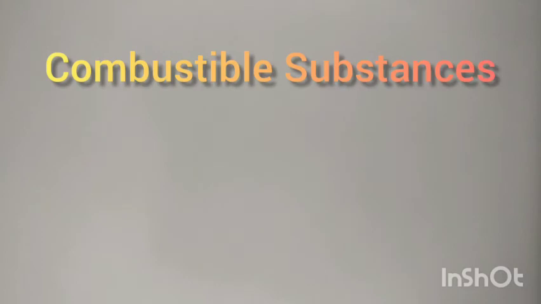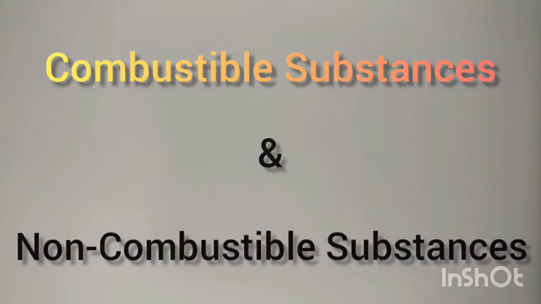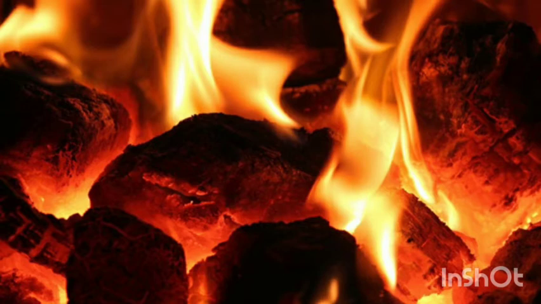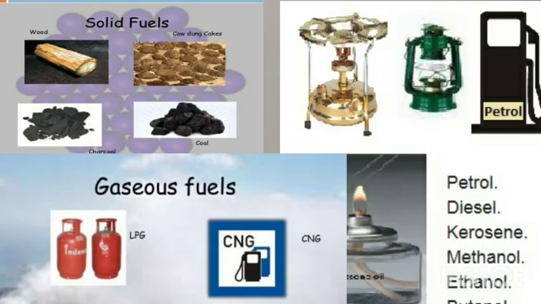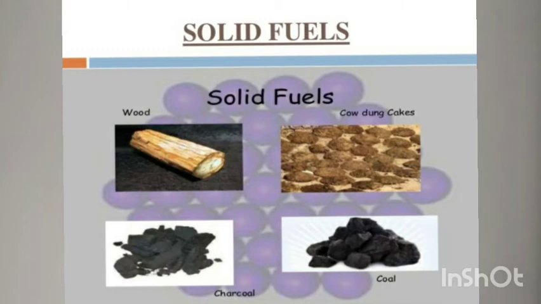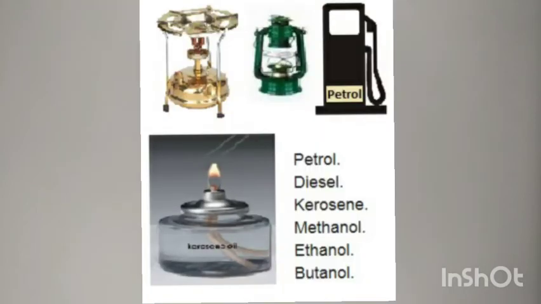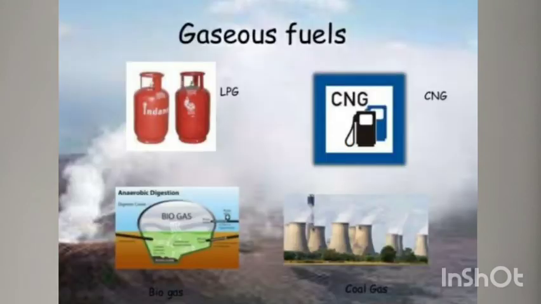Now the third important topic that you have to learn is combustible substances and non-combustible substances. The substance that undergoes combustion is said to be combustible. It is also called a fuel. And the opposite of that, the substance that does not undergo a combustion reaction is said to be a non-combustible substance. Combustible substances are also called fuel, and fuels may be solid, liquid, or gaseous.